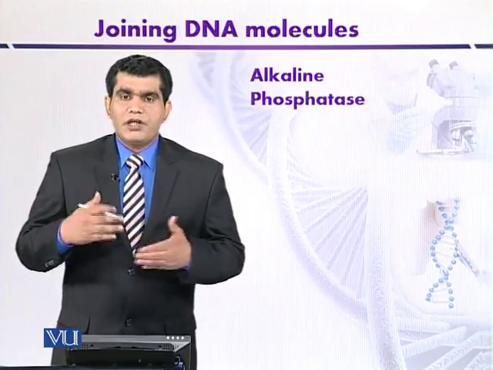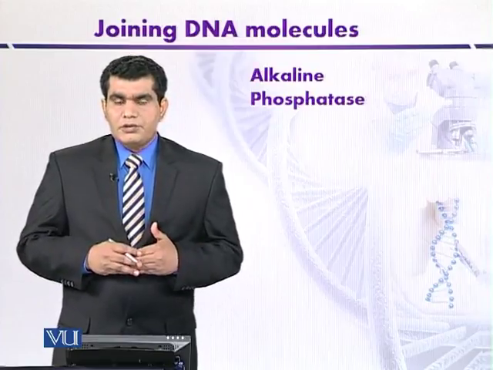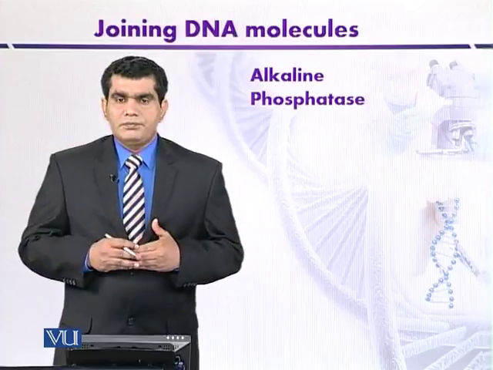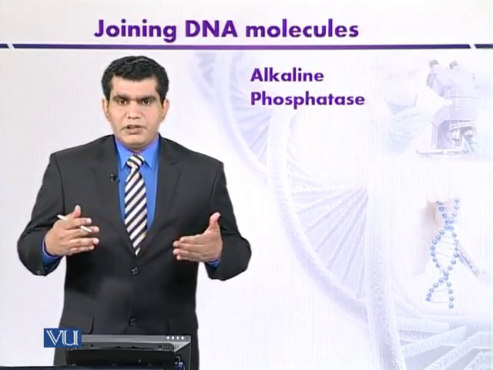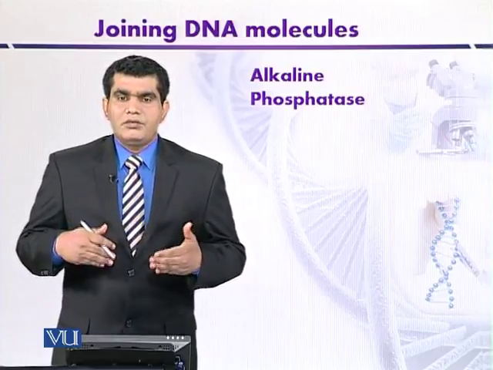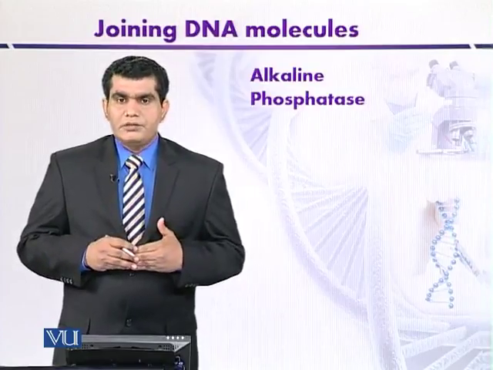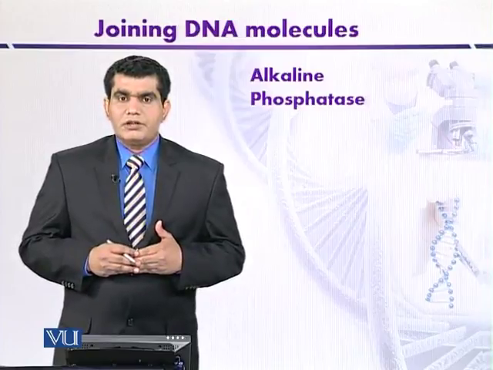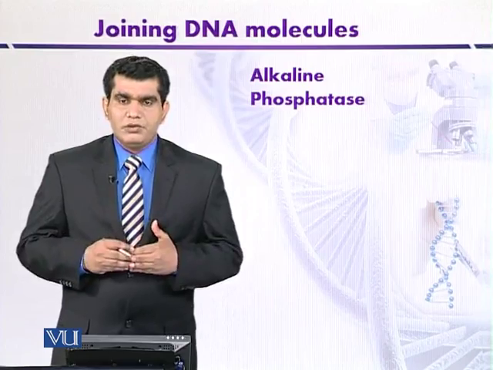So microbes can produce alkaline phosphatases. In addition to microbes, other organisms like even humans, alkaline phosphatases can be isolated from liver, kidney or other tissues as well. So this alkaline phosphatase enzyme is very important in gene manipulation so that we can get high frequency of recombinant molecules in vitro.